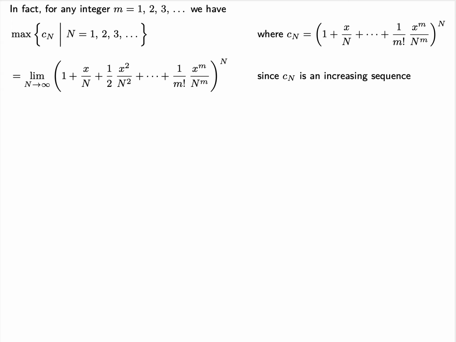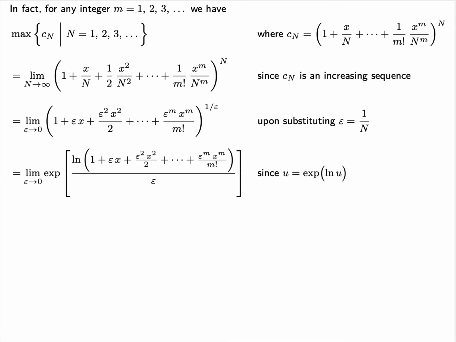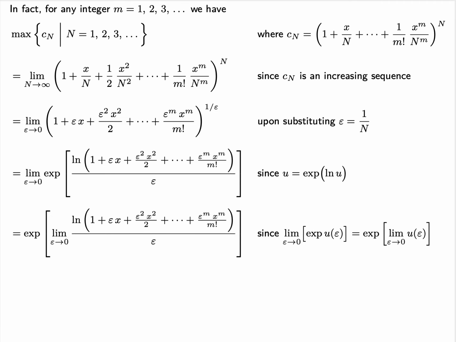We claim that this is equal to this limit as n increases without bound. This is true because the c sub n's define an increasing sequence. Now, let's substitute 1 over n is just equal to epsilon and realize that as n increases without bound, epsilon must tend to 0. But now we'll just simply express this as the exponential of something, and let's move the exponential outside of the limit as epsilon tends to 0.